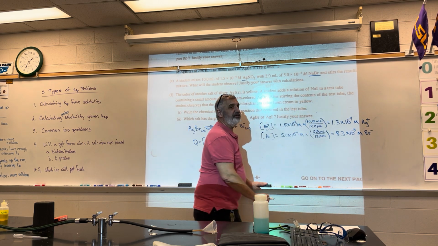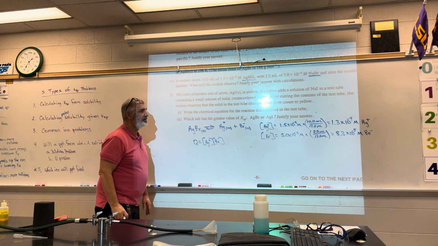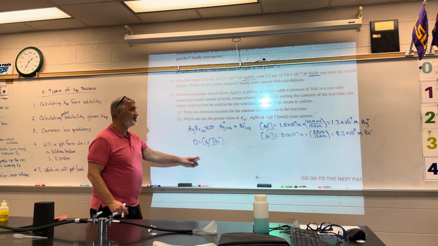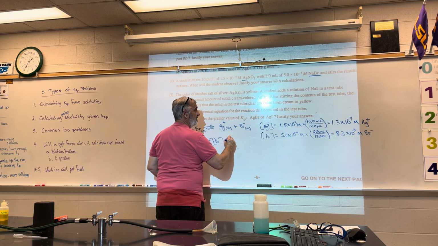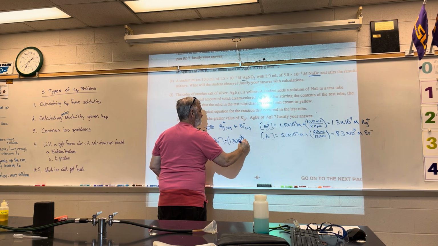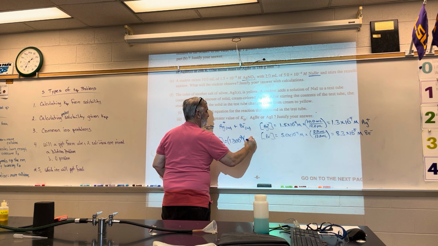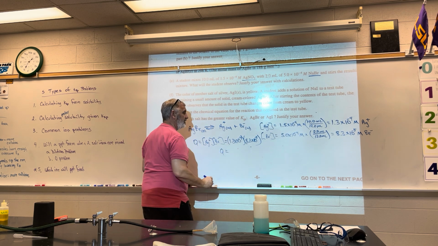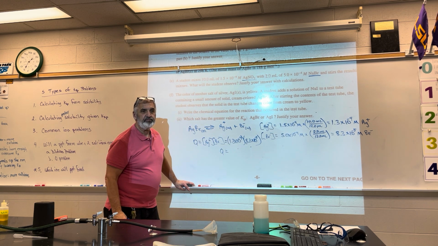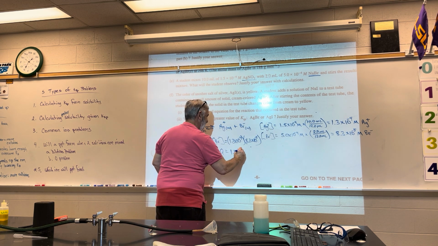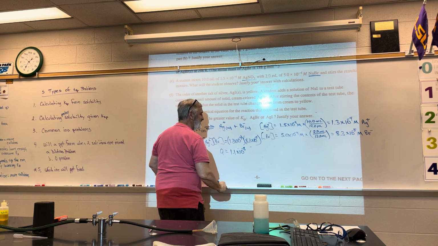Okay, so now what do I do with those numbers? You do the Q. Now I just plug them into my Q. So it's going to equal 1.3 times 10 to the minus 4th times 8.3 times 10 to the minus 5th. So Q is going to equal 1.1 times 10 to the negative 8.